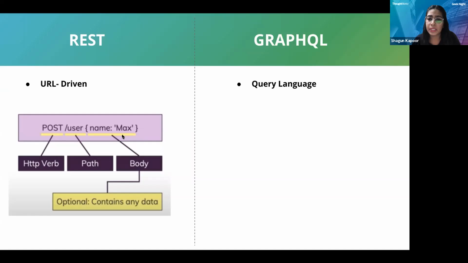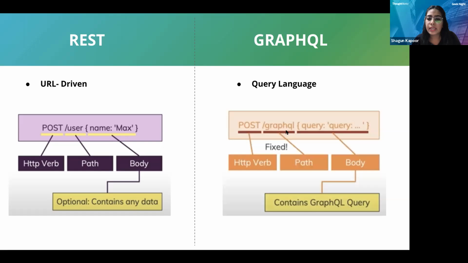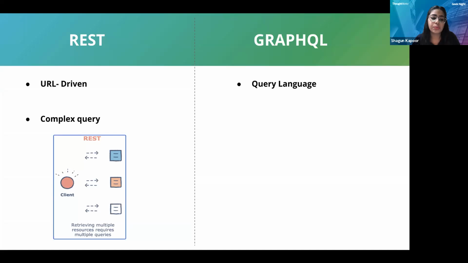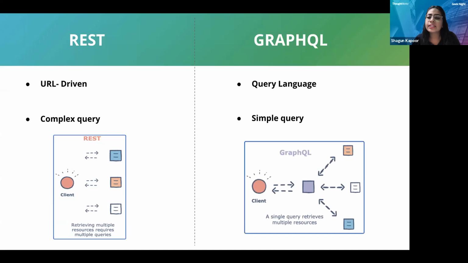Whereas GraphQL is a query language. Here we have an HTTP verb as well. We have a path as well, which is usually /GraphQL in most of the cases. And then in the body, we have a query expression, which tells what query you want to do on the server. Next, REST is a complex query and it is incredibly hard to pull off, and we need to make multiple requests to the server in order to fetch multiple resources. Whereas GraphQL is a simple query and a single query can retrieve multiple resources.